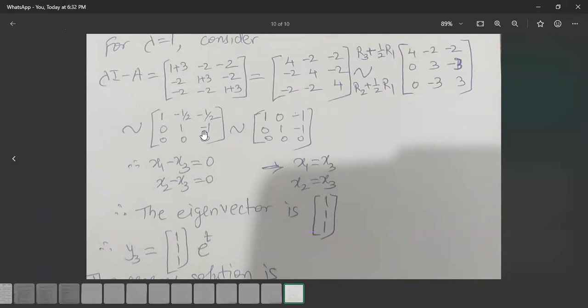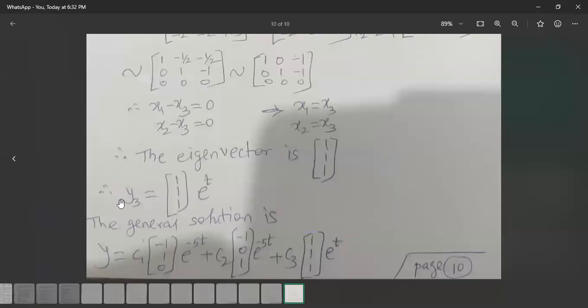And if I simplify, I come to this kind of row echelon form. I rewrite the equation. This becomes x1 minus x3 equal to 0 and x2 minus x3 equal to 0. So this gives me x1 equal to x3 and x2 equal to x3. If I simplify, both are equal to the same variable x3, meaning all three are equal. Got my point? Yes. All three being equal, this will be 1, 1, 1. And the solution will be y3 is equal to this eigenvector times e raised to 1t.